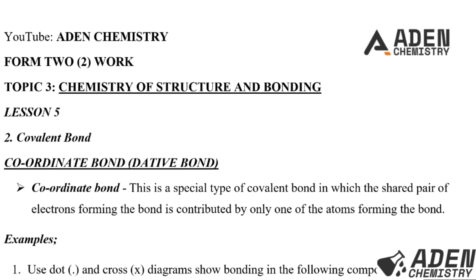If you remember when we were dealing with covalent bonds, we said the shared pair of electrons forming the bond is contributed by the 2 atoms forming the bond. But when we're talking about coordinate bond, the shared pair of electrons forming the bond is contributed by only one of the atoms forming the bond. So we go and see examples.